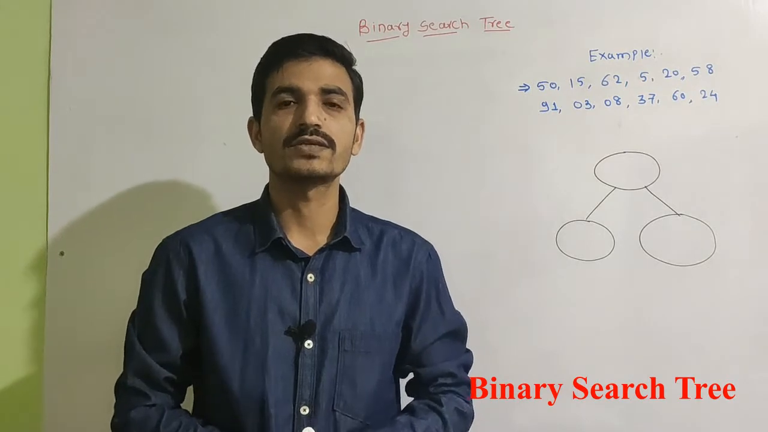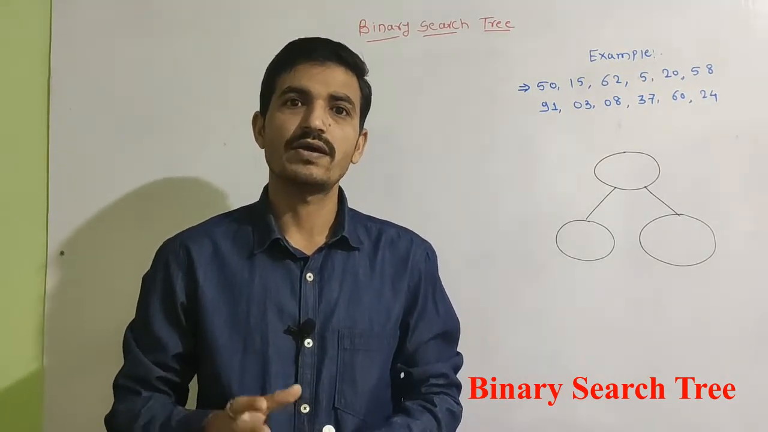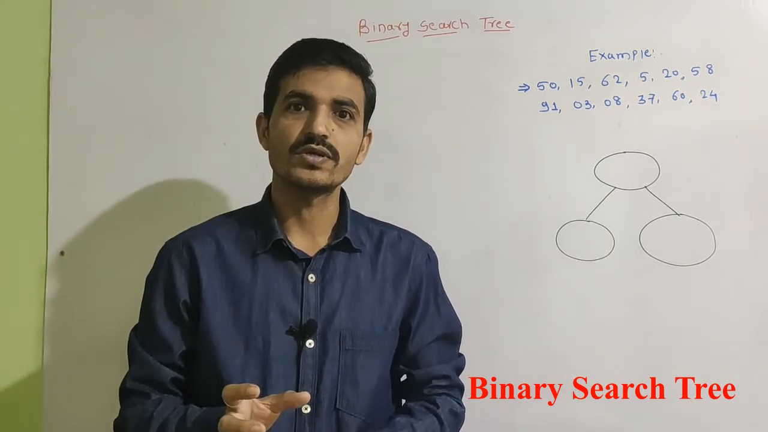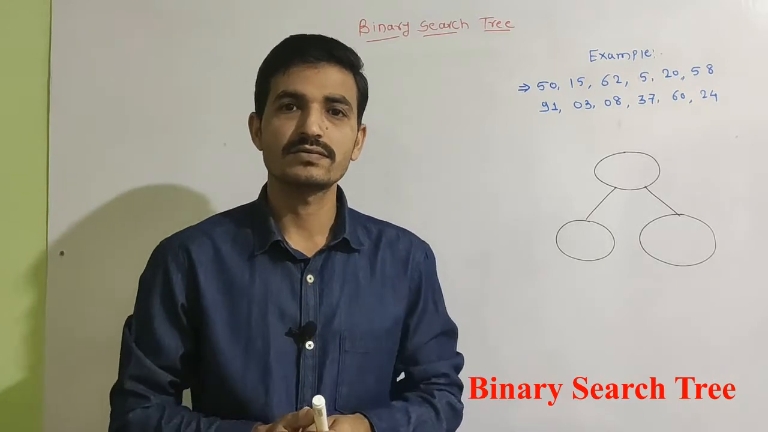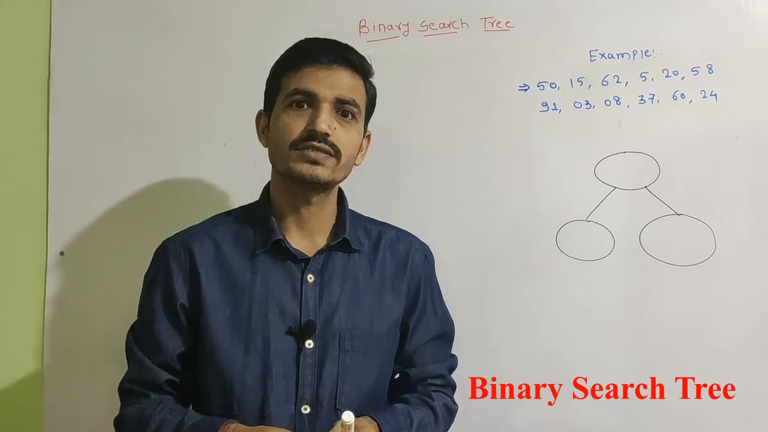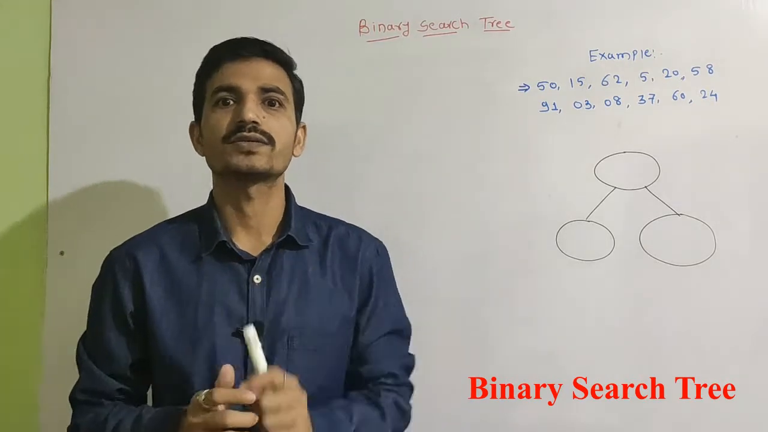First, we'll talk about a binary search tree. A binary search tree is a tree that is either empty or it follows the following properties. The first property is the left node is always less than the parent. The right node is always greater than the parent. And the third one is the right and the left sub branches again follow a binary search tree.